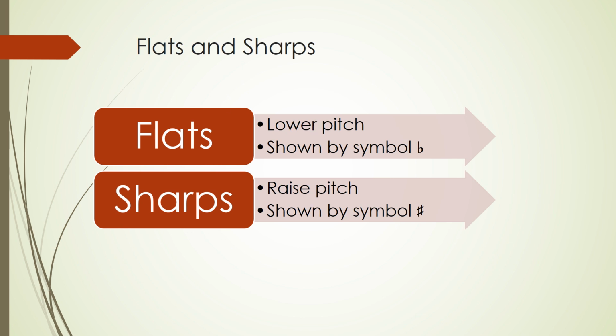There are two types of accidentals in music known as flats and sharps. They are written right in front of the note unless they are included in the key signature at the beginning of the piece. Flats lower the pitch of a note, and they are represented by a symbol that looks similar to the letter B. And then sharps raise the pitch of the note. They are represented by a symbol that looks similar to the number symbol.